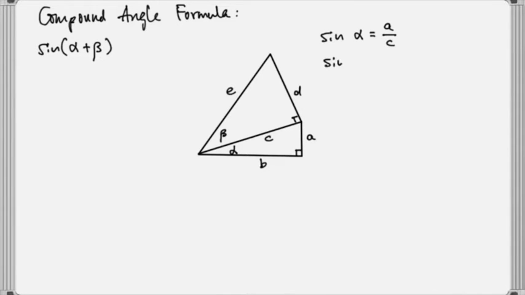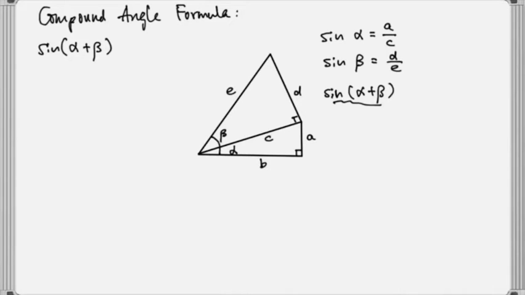And similarly, the sine of beta would be its opposite side over its hypotenuse, so D over E. What we are trying to find is the sine of the combined angle alpha plus beta, this angle right here. So I want to try to express this quantity in terms of A, B, C, D, and E. How would I do that?